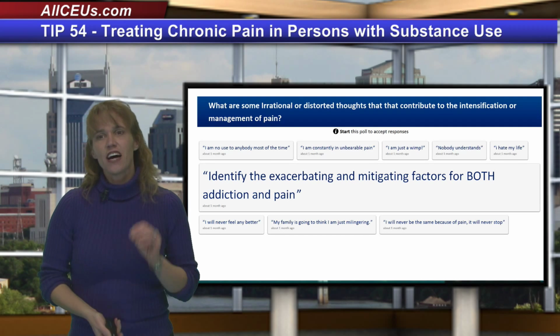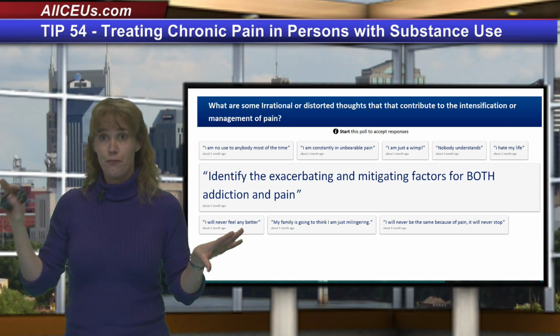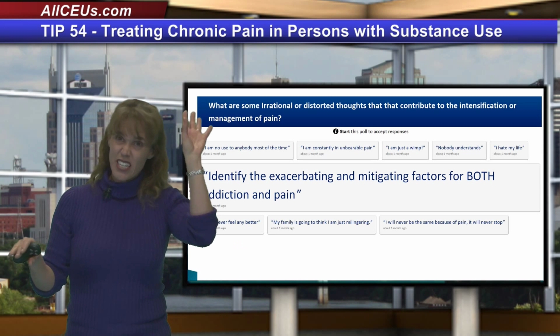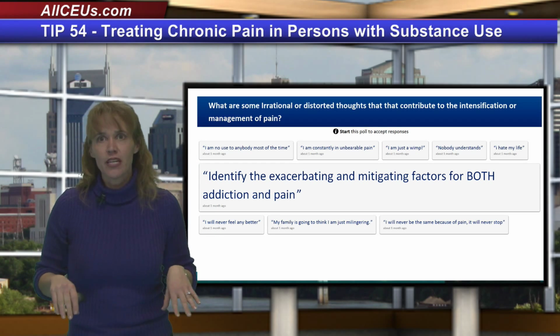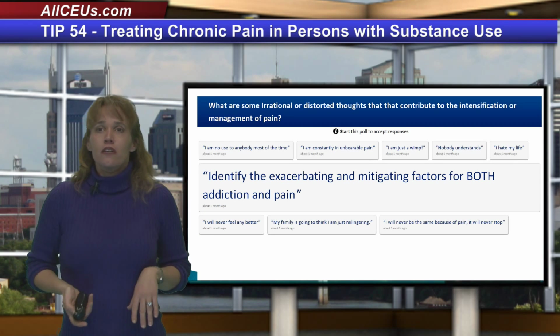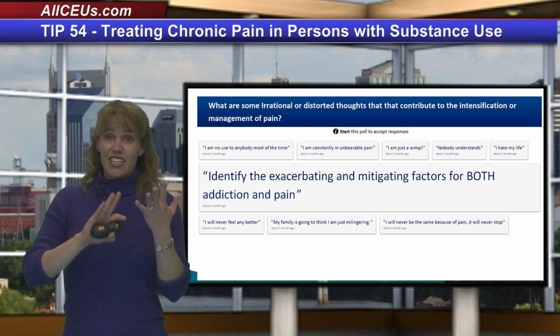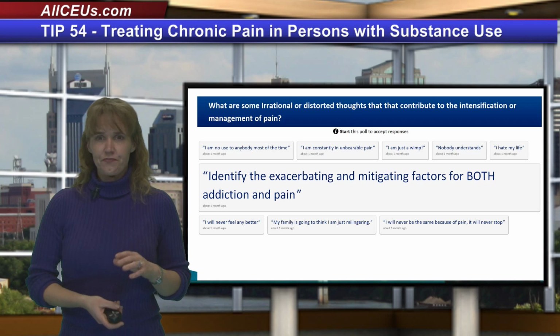We need to identify the exacerbating and mitigating factors for both addiction and pain, because generally, if one gets worse, the other one's not going to be far behind. Same thing with mental health. So if I had 3 hands, I'd put all 3 up. If depression gets worse, then addiction and pain are probably not far behind.